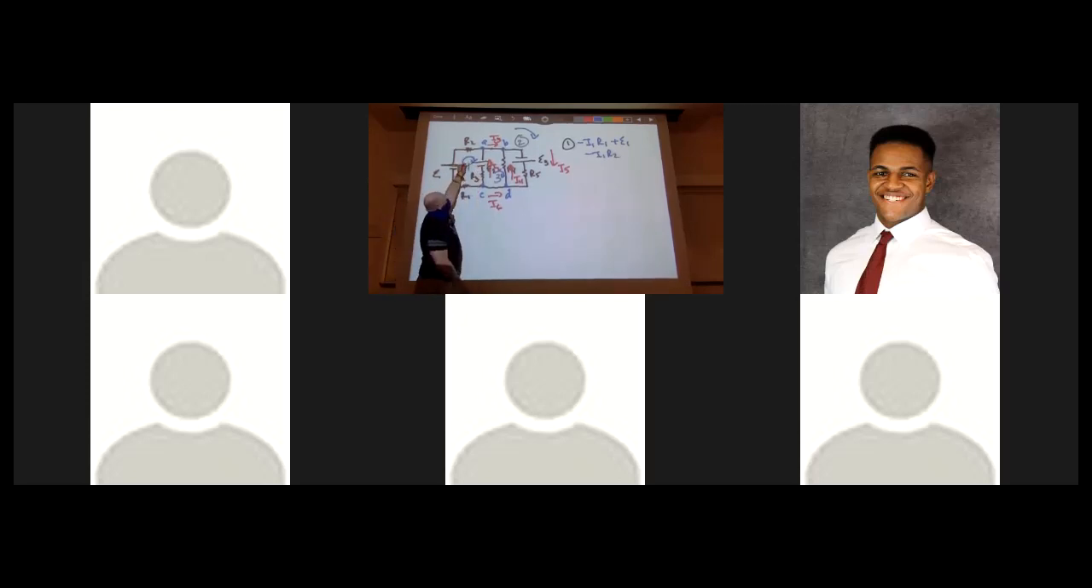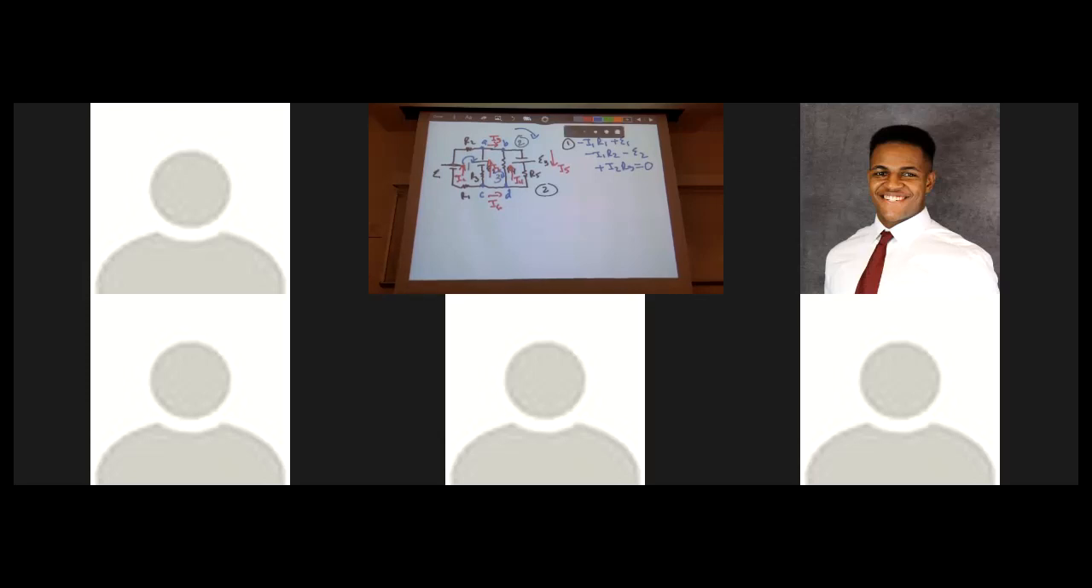So here I'm going to go from the positive to the negative. If I go from positive to negative, is that positive or negative? Negative. So I get a minus E2. Finally, I'm going to go through here in the opposite direction of the current. So is that positive or negative? Positive, I2R3 is equal to 0. Okay, that's my first loop. Second loop.